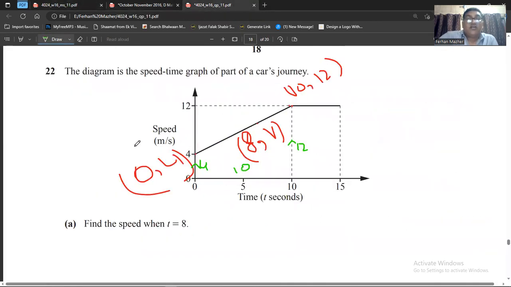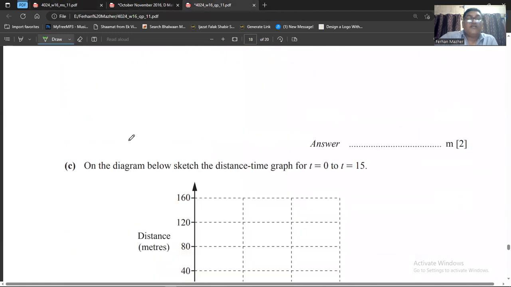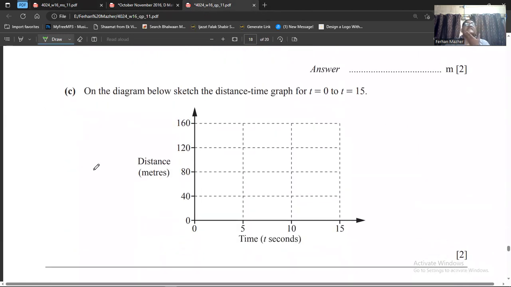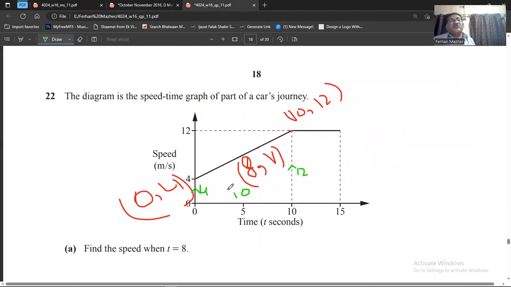Okay, then the question is, on the diagram below, sketch the distance time graph for t 0 to t 15. In the first portion we have covered 80 meters. How much will be covered in this portion? It's a rectangle. This is 5 and this is 12. So 5 multiplied by 12 becomes 60. So 80 meters is covered in this duration and 60 meters in this duration. So the total distance covered will be 80 plus 60, and that will be 140.